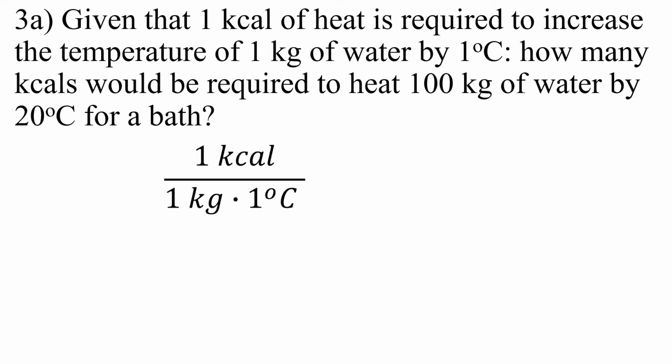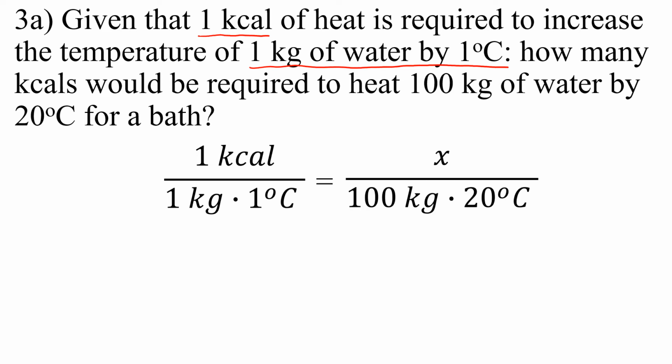So we have 1 kilocalorie over 1 kilogram times 1 degree Celsius. So that's this information here. Then I'm going to set it equal to how many kilocalories, that's my x, over the 100 kilograms of water by 20 degrees Celsius for a bath, and that goes on the bottom. So now I'm going to cross multiply.